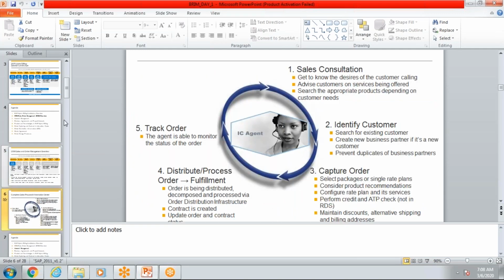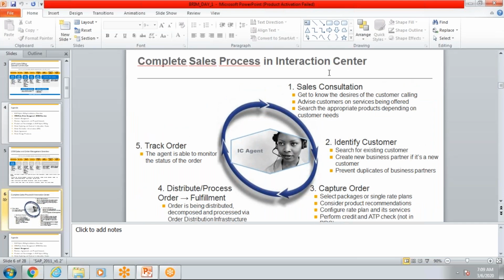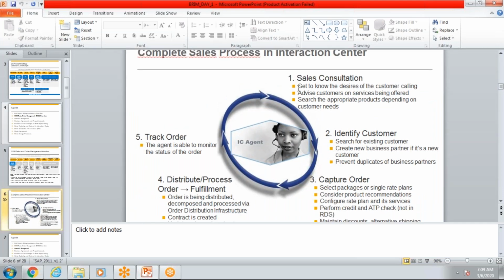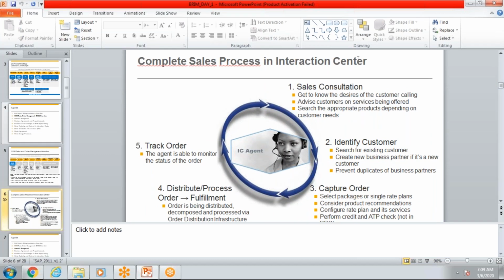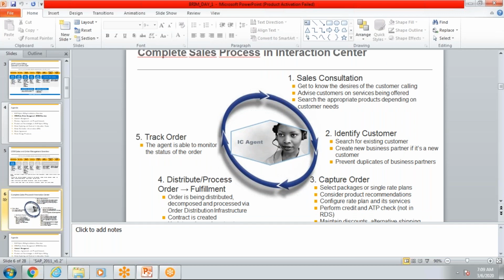Now we'll go to SAP. This is the normal sales process. In the interaction center, that means customer care. If you take any Idea or Jio or any service, either we will be contacting the provider, like the Idea service provider or the Airtel service provider, or else they will be contacting us. That is called sales consultation.